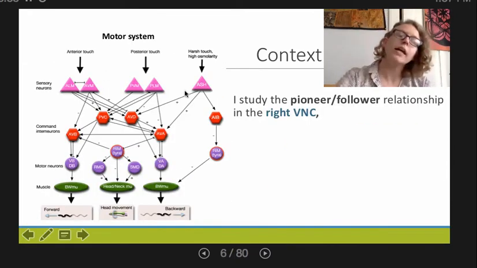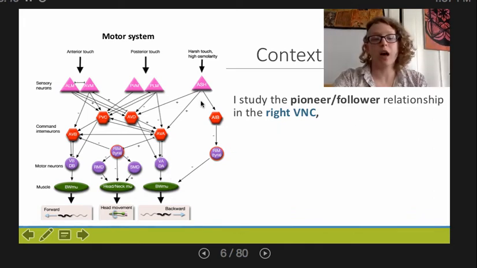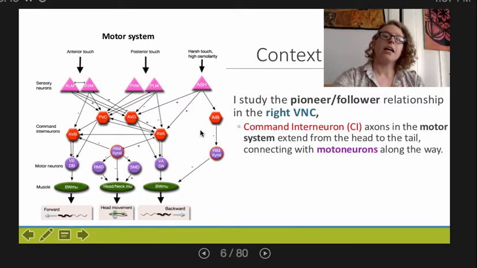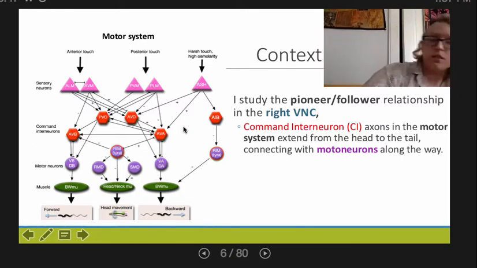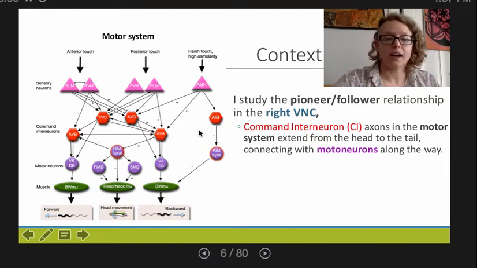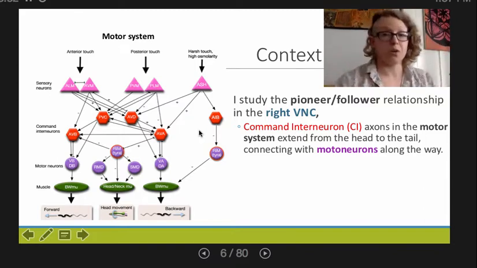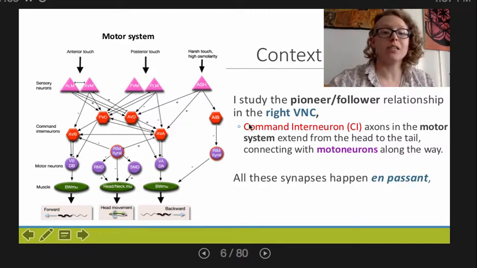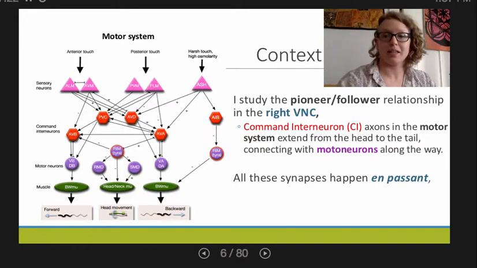So when we're in this motor system, that follower-pioneer relationship is all happening in the right ventral nerve cord. And in red here are the command interneurons. Their axons kind of facilitate the motor system. These command interneurons communicate information from the sensory neurons to the motor neurons. And they also communicate with each other and regulate motor response, which is a very important process. And all of those synapses happen en passant, which means in passing.